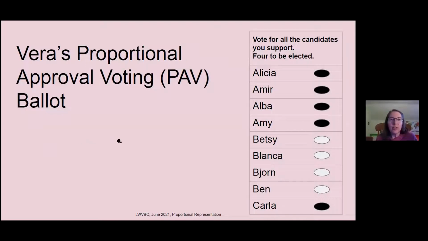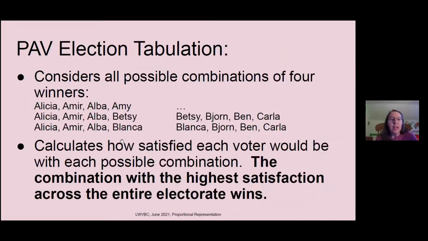Let's see how you tally this result. It's a little more complicated than single winner approval voting, because we want all the different groups to be represented. The first thing you do is you consider all the possible combinations of 4 winners. So I started listing them here. There's a big gap in the middle. We're not going to list them all. And then the tabulation calculates how satisfied each voter would be with each possible combination. So of course, Vera would be more satisfied with the first listing, Alicia, Mira, Alba, and Amy, than she would be with Blanca, Bjorn, Ben, and Carla.